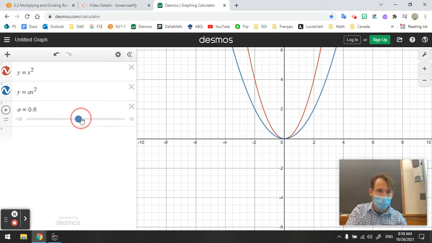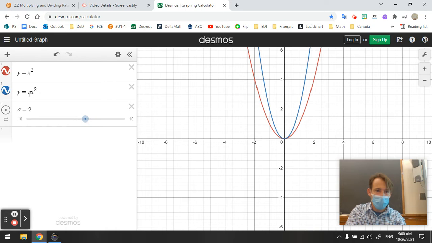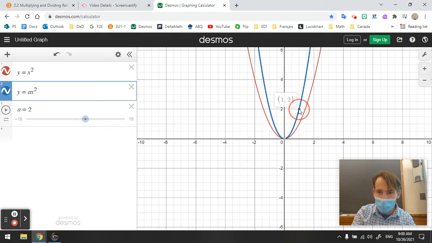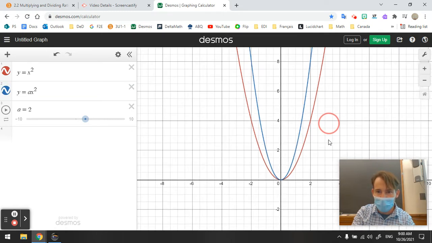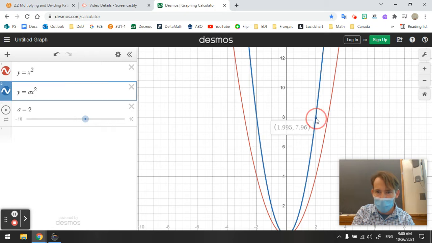So set your a to 2. And now you have y is equal to 2x squared. Here is the blue one. All right, it's new. So we're going to look at that and find some points. Like here's the point 1, 2. Here's the point 2, 8. Okay, so find some of your integer points on here. Here's the point -2, 8. Find some of your integer points and plot them.